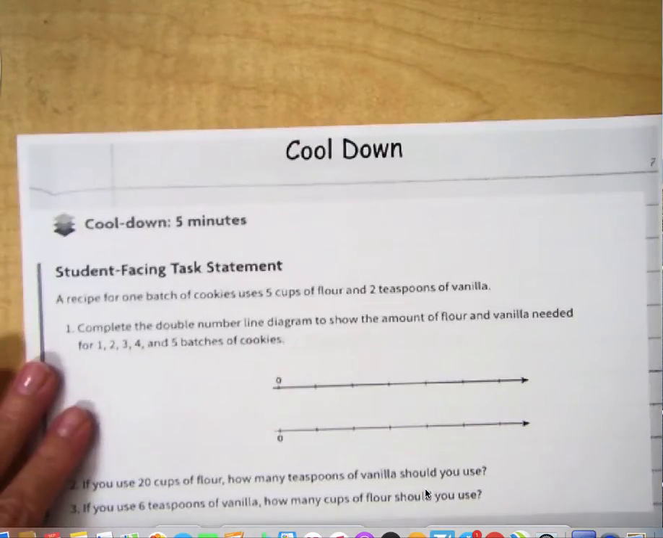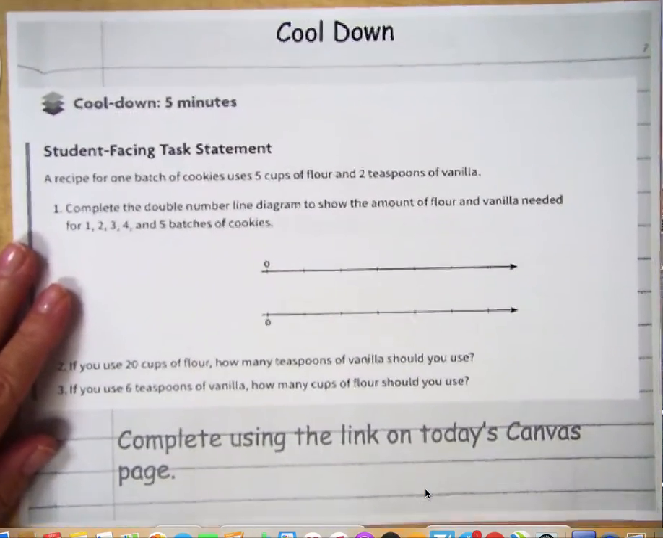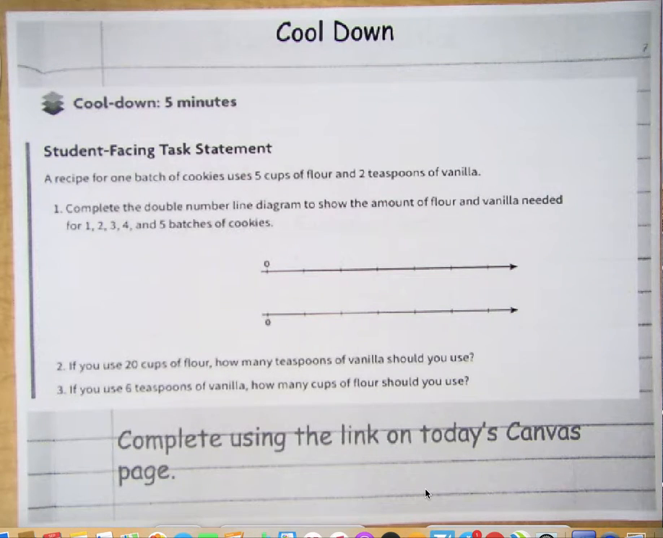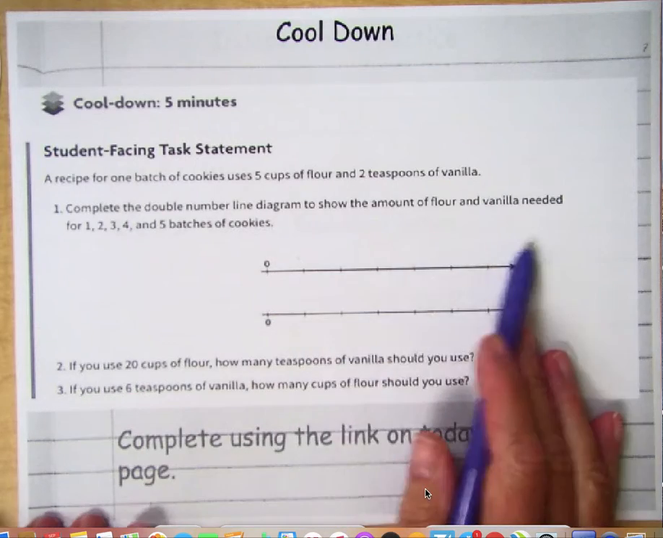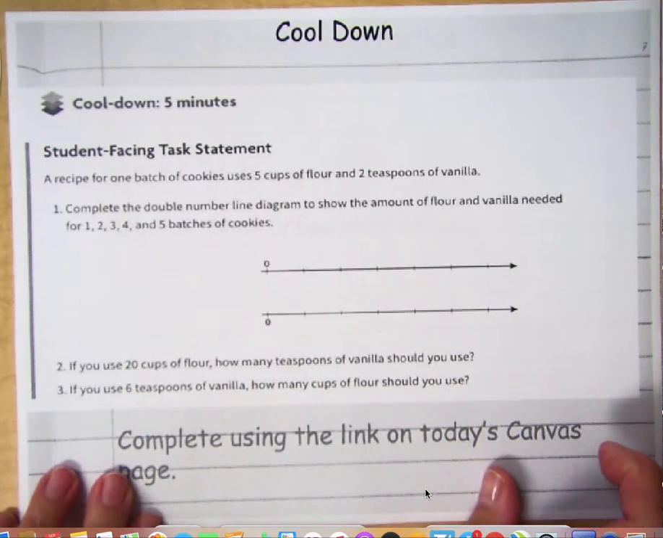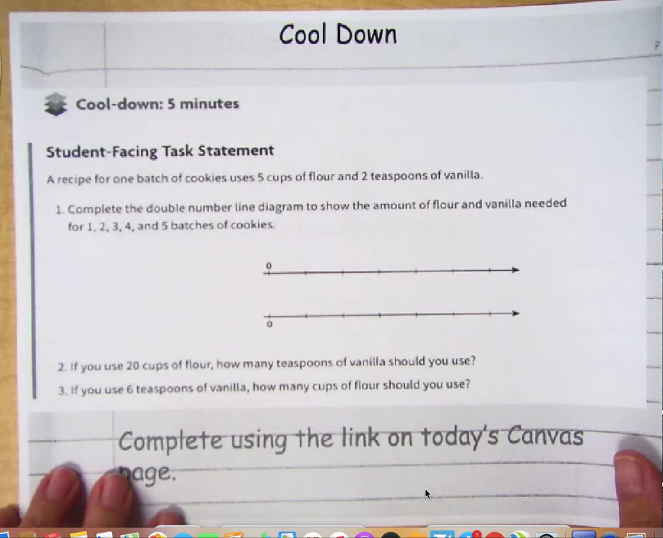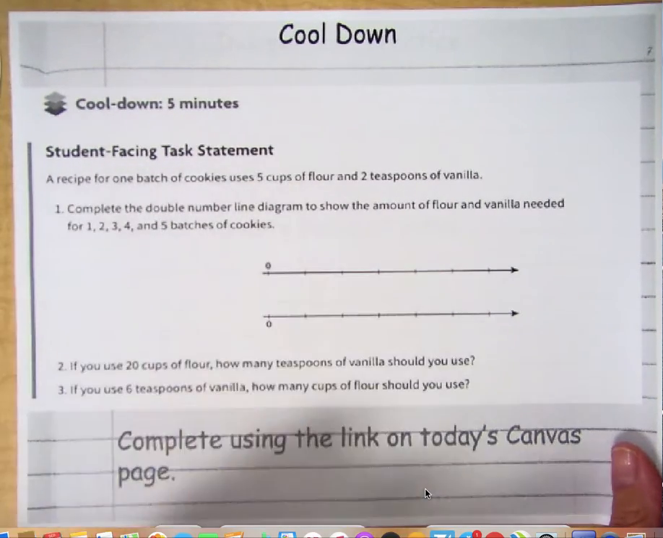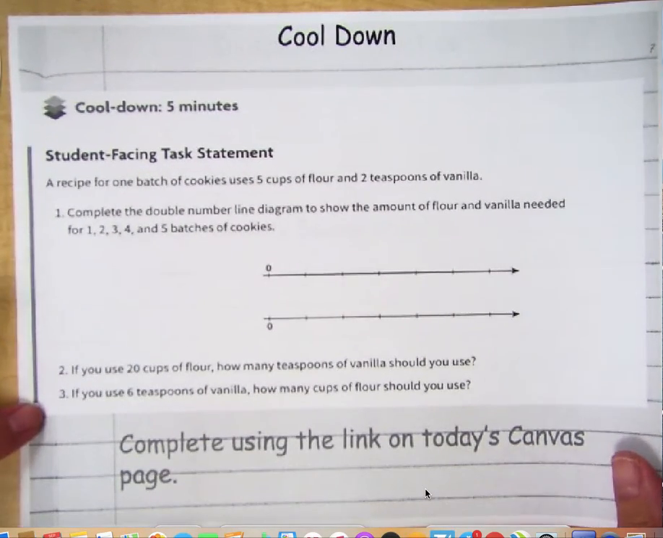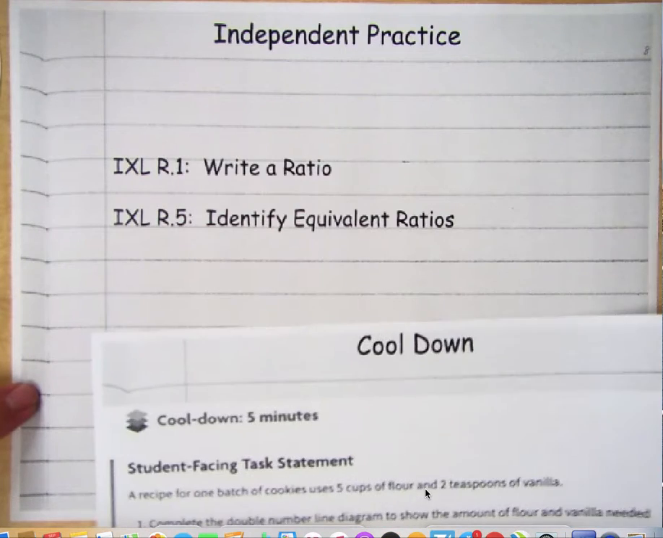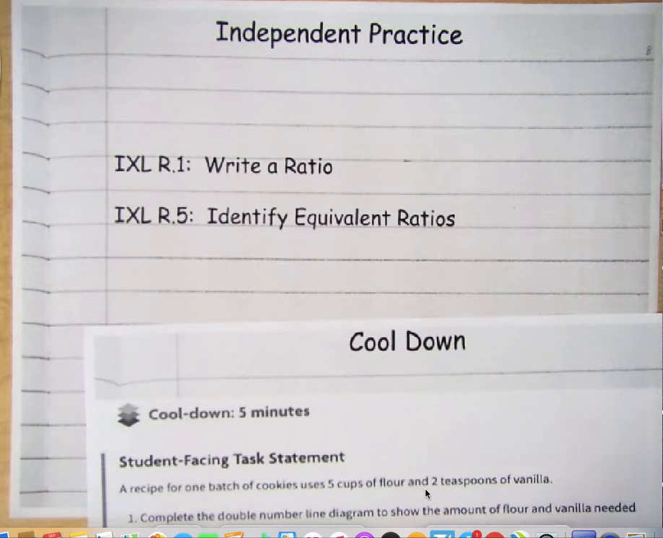So here's your cool down for today, and I want you to try this. I do at least want you to try this and see. This time we're talking about batches of cookies, 5 cups of flour, 2 teaspoons of vanilla. See if you can answer this, fill in the double number line, answer these 2 questions, okay? Also, continue to work on R1 and R5 in iExcel.